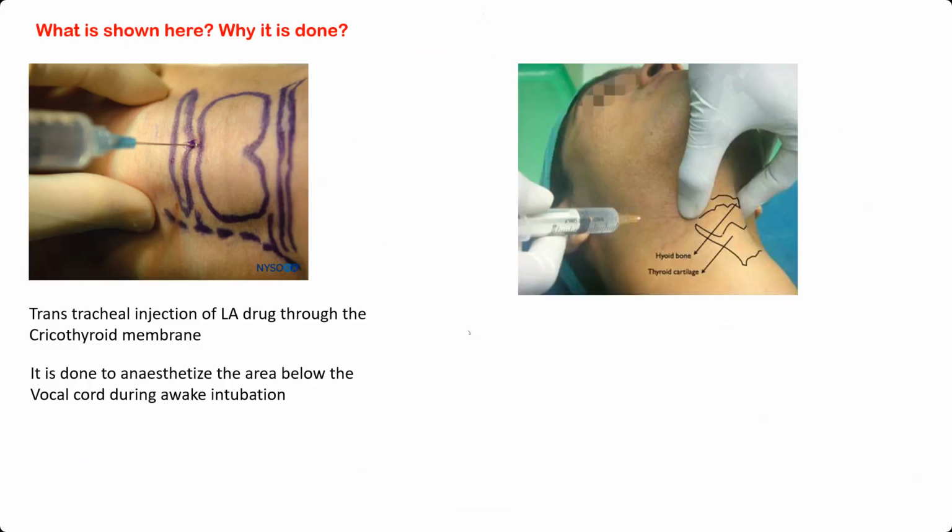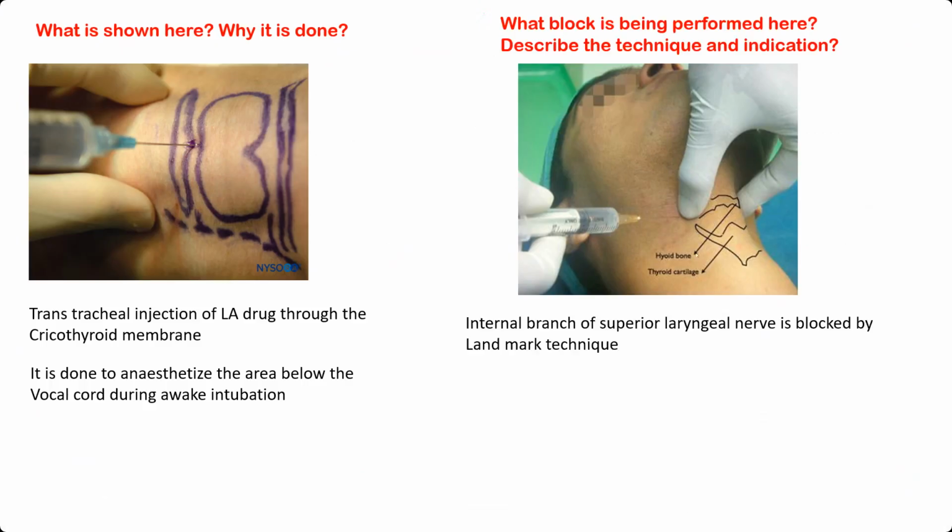Now, what is this? You can see this is the hyoid bone. The operator is holding the hyoid bone and the needle is being inserted close to the hyoid bone. And this is the thyroid cartilage. So this is the thyrohyoid membrane, and the internal branch of the superior laryngeal nerve is being blocked by the landmark technique. He is holding the hyoid bone, pushing it to one side. First go and hit the hyoid bone, then slide the needle below so that you will puncture the membrane between the hyoid and the thyroid.